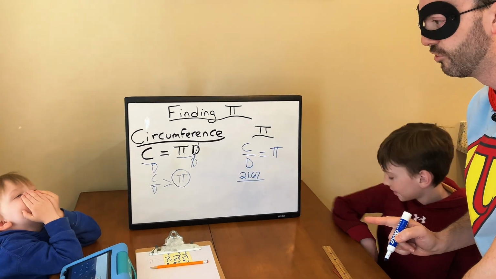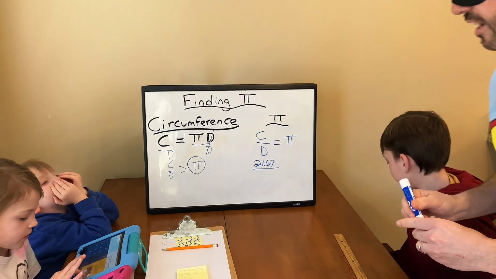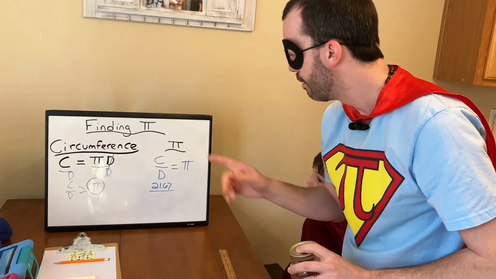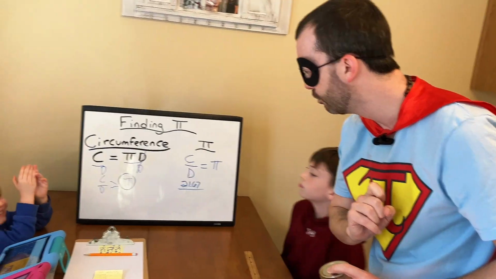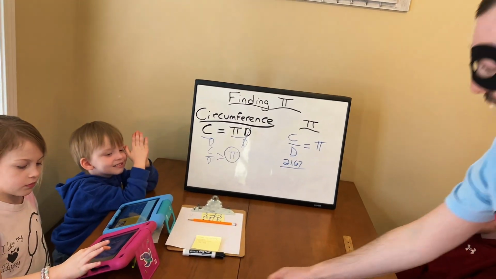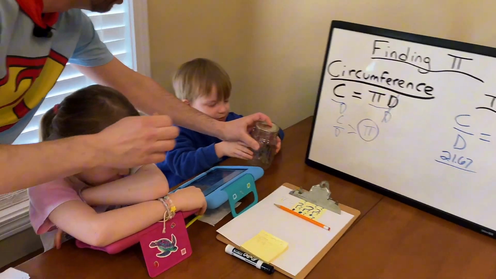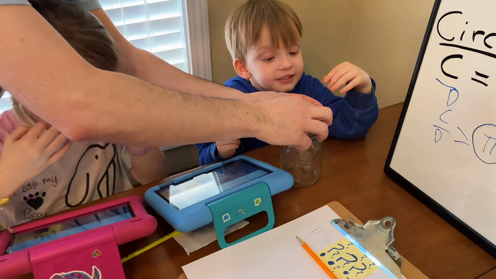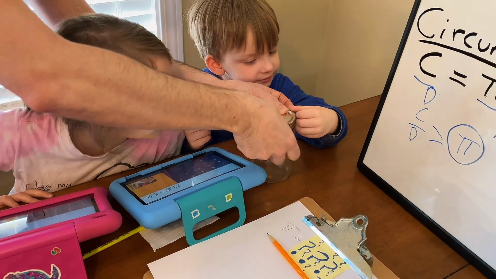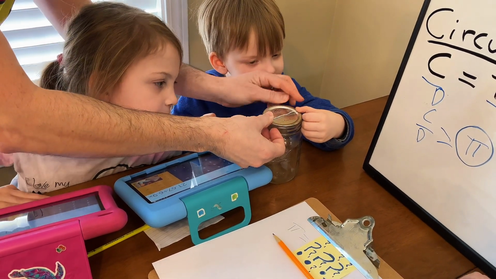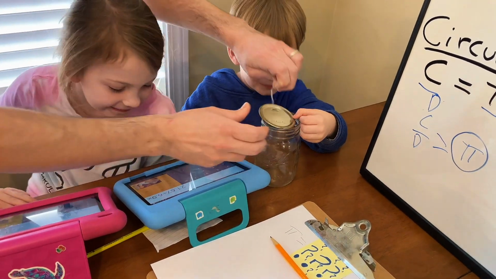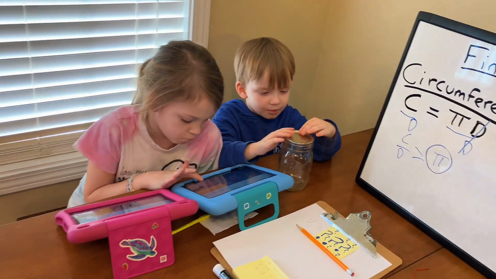But here's the deal. Now we've got to get the diameter. Mathematician Cooper, are you ready? All right, let's come over here. What I want you to do is measure across. Hold that side for me. Does that make it all the way across the center of our lid? Perfect.